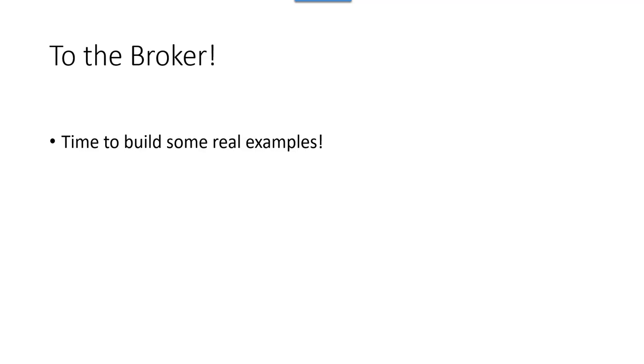All right, so now that we've gone through all the boring stuff, let's jump on over into Thinkorswim and build a few examples.